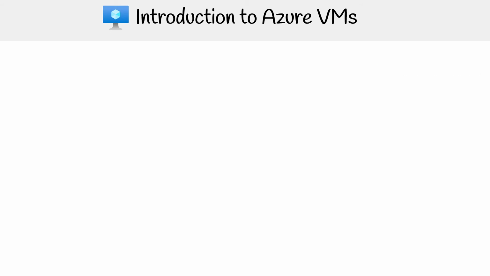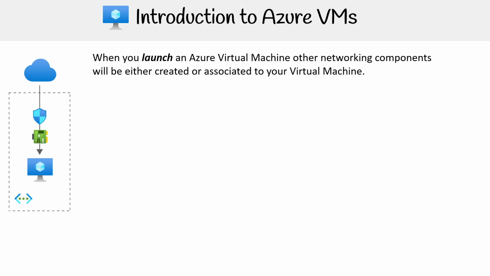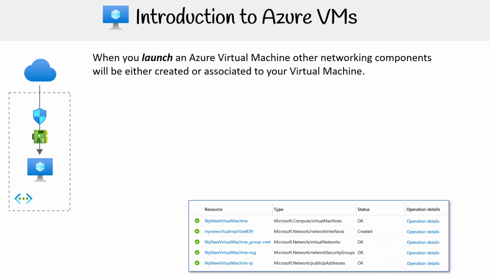Now, just to give you a quick visual of what's actually happening when you launch an instance, because when you do launch a virtual machine, there are other networking components that are going to be created or associated with you, and you definitely need to know all these components. So I have this nice diagram, and we're going to do a quick run through with it. When you do launch a virtual machine, it actually gives you a list of all the components that it creates. This is very common with most Azure services, and sometimes they'll put it within a resource group for you so that they're all grouped together, which is very nice.